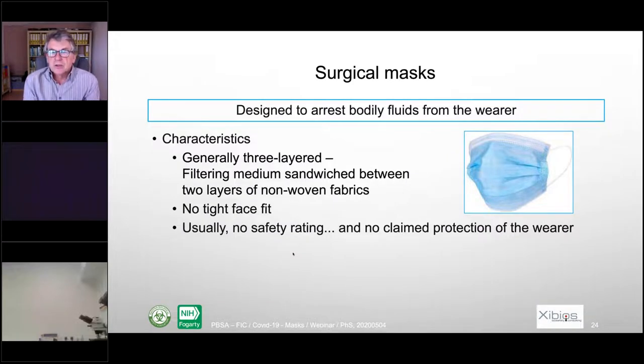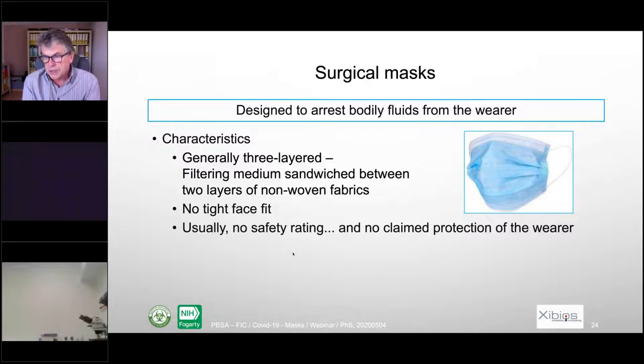Surgical masks now, they are totally different. Actually, these are designed to arrest bodily fluids from the wearer. So they are not made to protect the wearer, but to protect the person who is in front of the wearer. It was mainly developed for surgical situations where, of course, we don't want the nurses and the surgeon and so on to have some of their fluids infecting the patient.